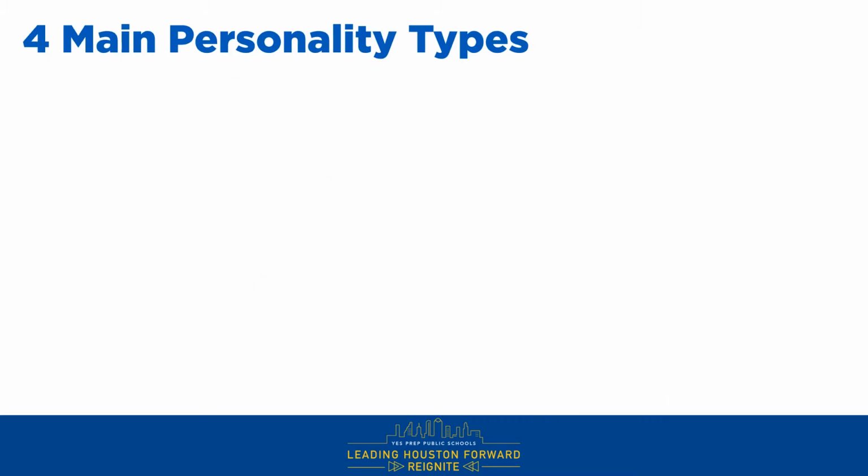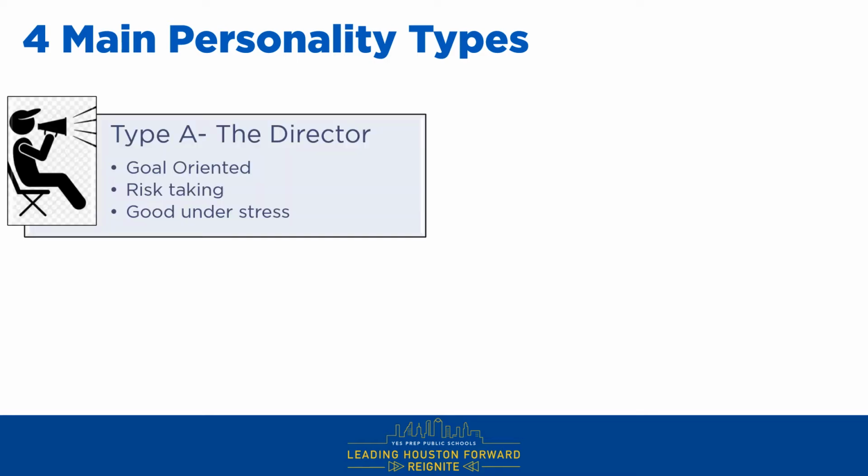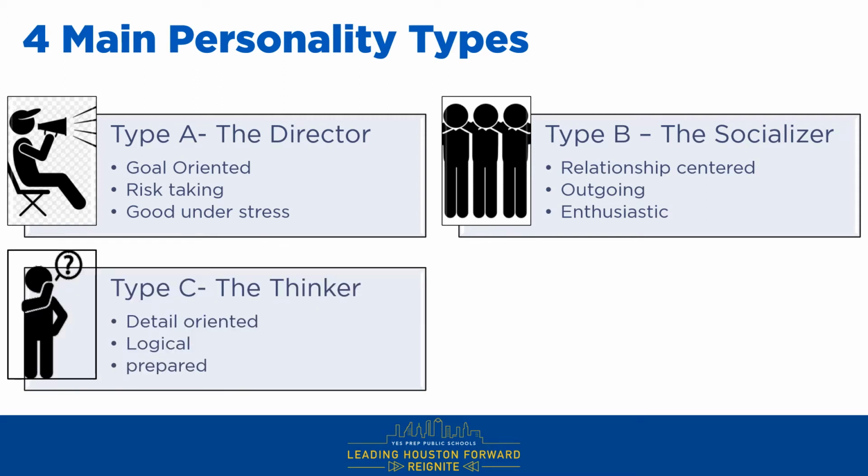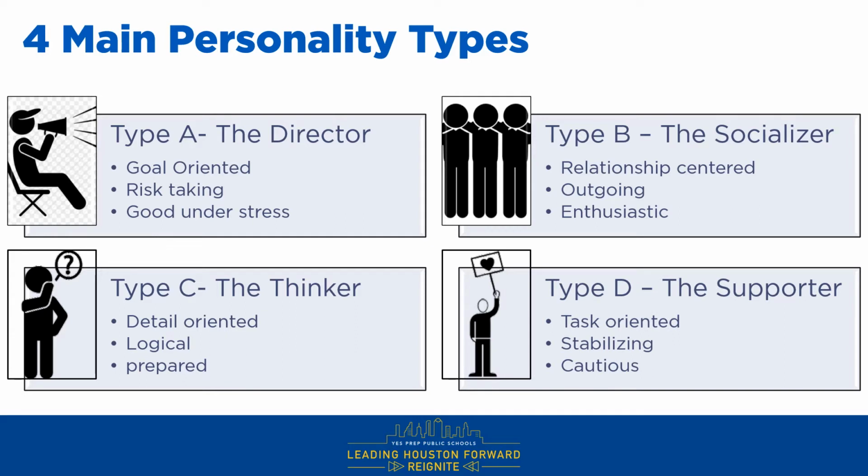There are a variety of different thoughts and ideas out there about how many different personality types there may be. But today we're going to focus on 4 main personality types. Type A, the director. This person is often goal-oriented, risk-taking, and good under stress. Type B, the socializer. This person is relationship-centered, outgoing, and enthusiastic. Type C, the thinker. This individual might be detail-oriented, logical, and prepared for most situations. Or type D, the supporter. This individual is task-oriented, stabilizing, but sometimes cautious.